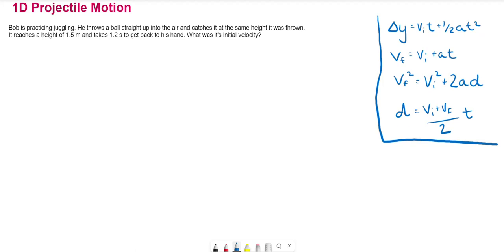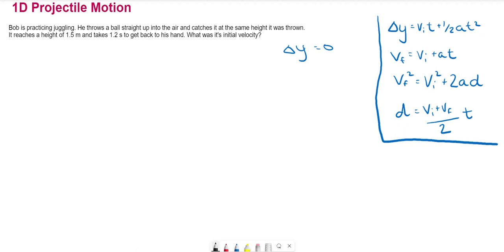We have Bob, who is practicing juggling, and he throws a ball straight up into the air and then catches it at the same height it was thrown. So it's important to note that it comes back to the same height and not a different height. That tells us that delta y, our displacement, our total change in position, is actually 0 because it just returned to the same spot. So y final equals y initial. And then it reaches a maximum height of 1.5 meters, and it takes 1.2 seconds to get back to his hand. So what was the initial velocity of this ball?